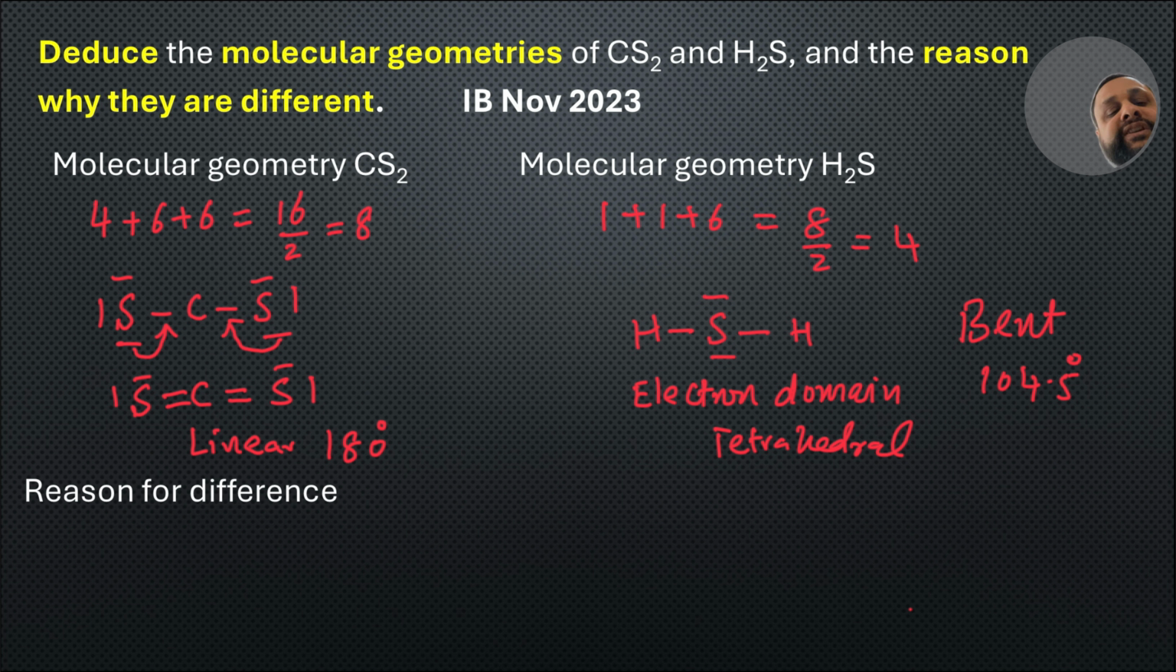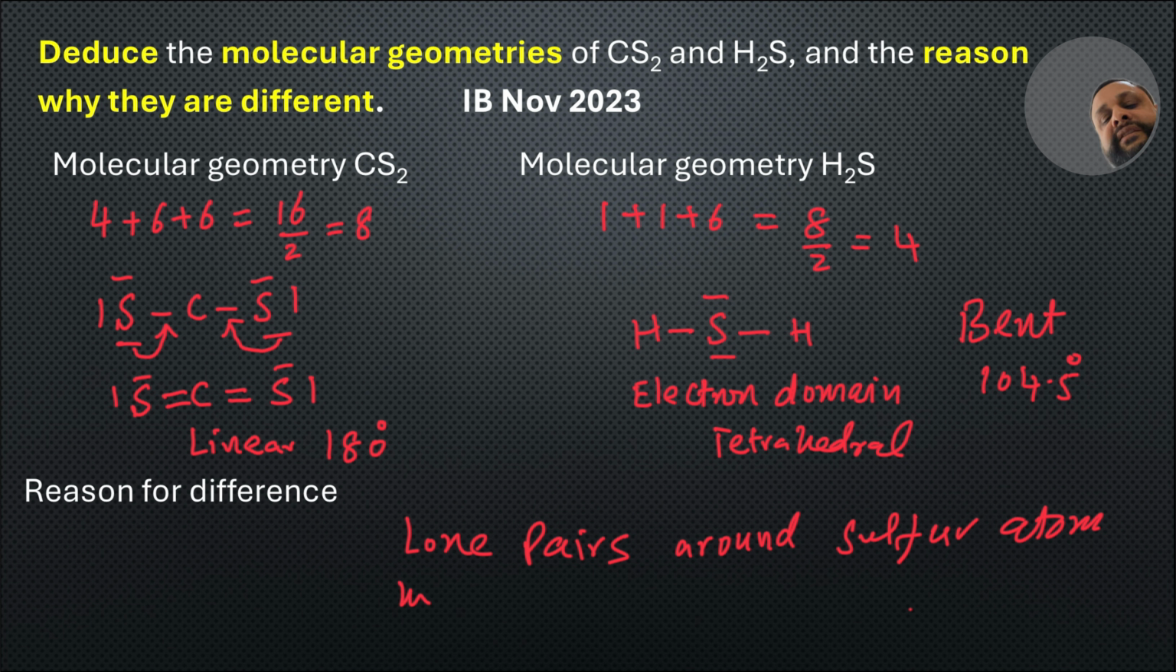So now we need to write the reason for the difference. The reason for the difference is that around sulfur we have lone pairs. So lone pairs around the sulfur atom in H2S. So this is the way we can answer this question. So 1 mark here for writing linear, 1 mark here for writing bent, V-shape, or angular. All these are accepted answers. And the reason for the difference is that there are lone pairs around the sulfur atom.